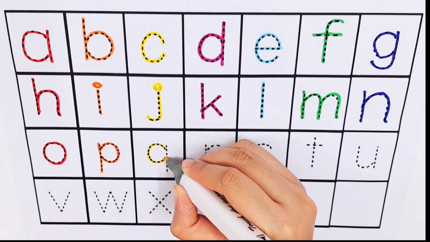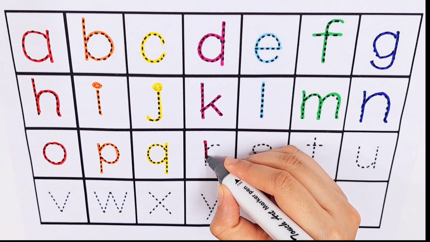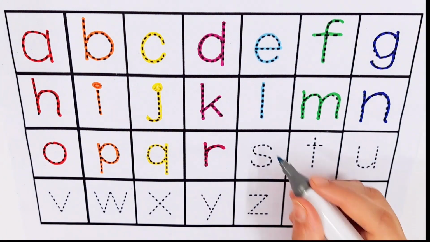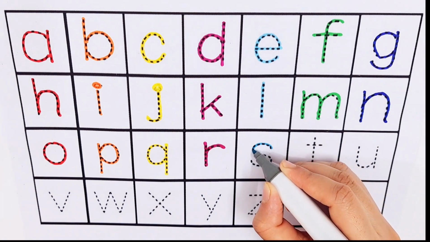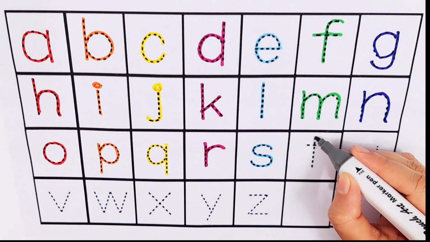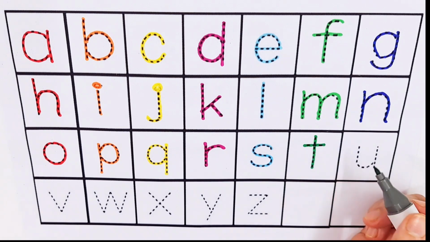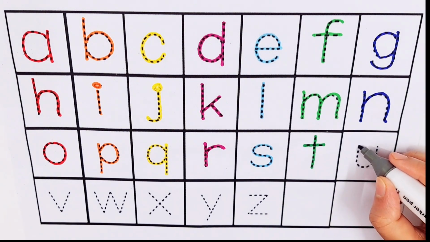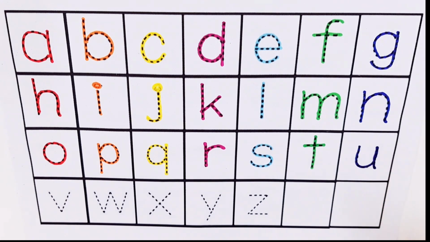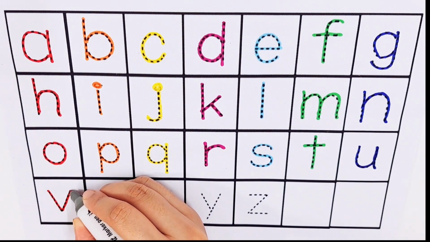Q. Q is for queen. R. R is for rainbow. S. S is for sky. T. T is for toy. U. U is for uniform. V. V is for violin.